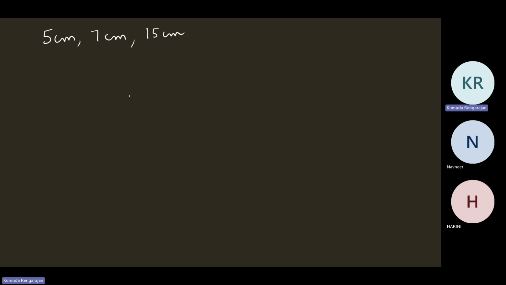Okay, so we have three line segments here: 5 centimeters, 7 centimeters, and 15 centimeters. Now, without constructing, we want to check if these three line segments can form a triangle or not. The sum of the first two line segments, 5 plus 7, is 12. And is 12 greater than 15? Is it true or false?